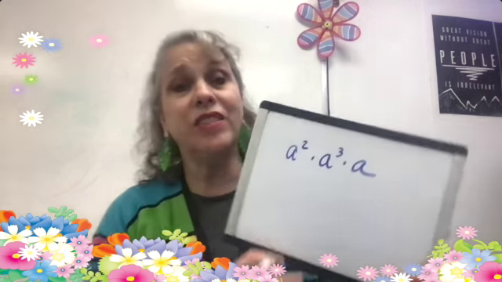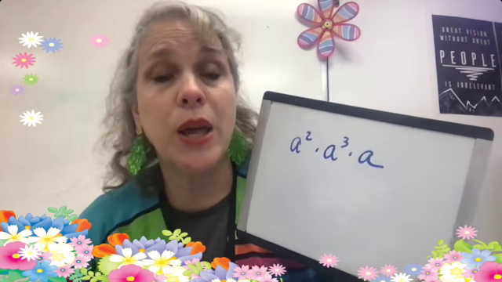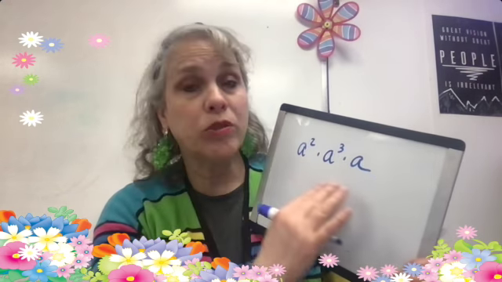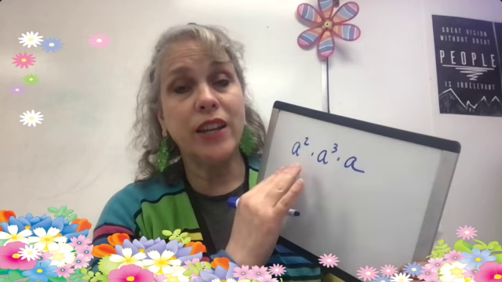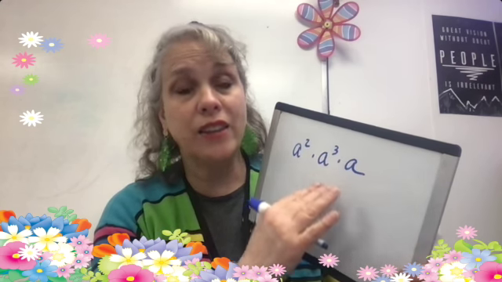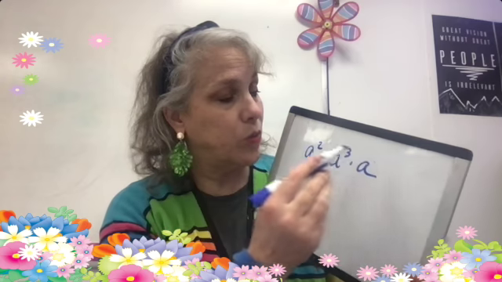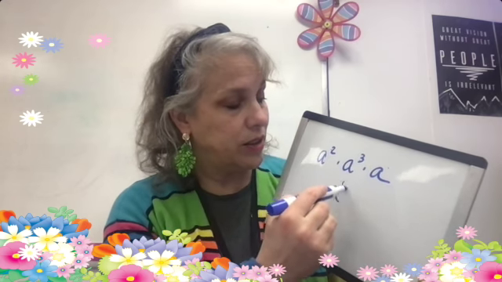Now remember, you can only combine like terms. Terms are separated with a plus or minus. Now, if I had something like a squared times a cubed times a, this is actually all one term, but I am multiplying here. So I can combine these by adding the exponents. So 3 plus 2 plus 1 is a to the 6th power.